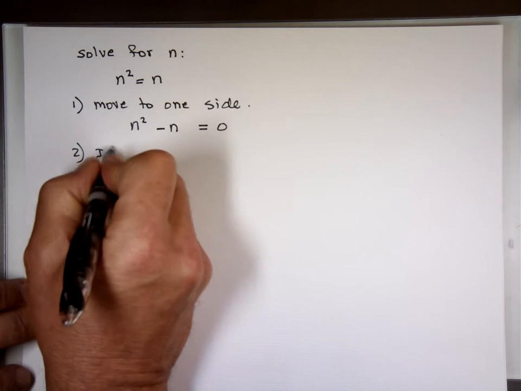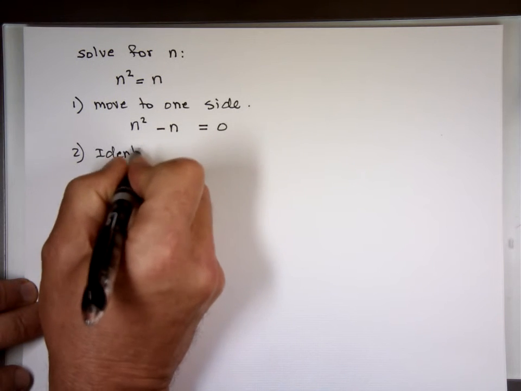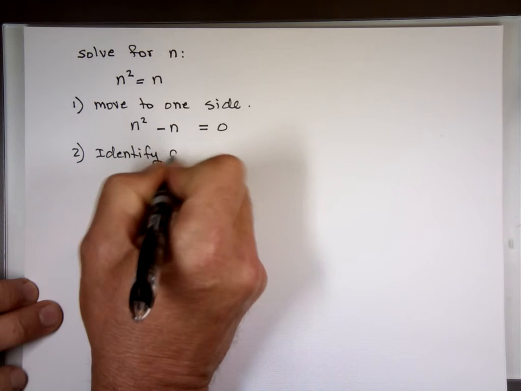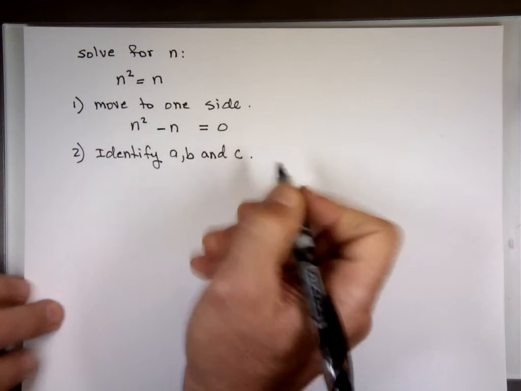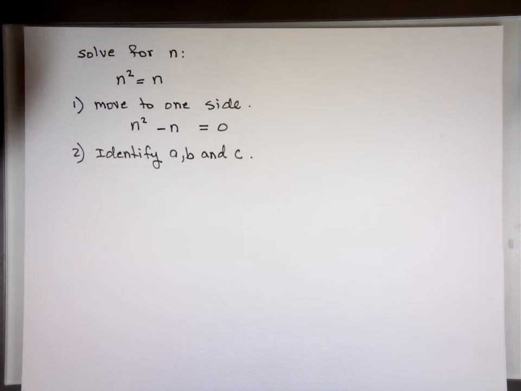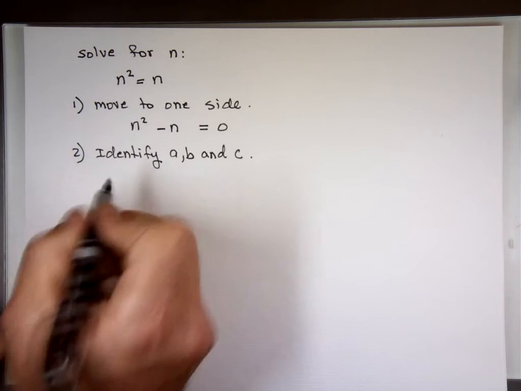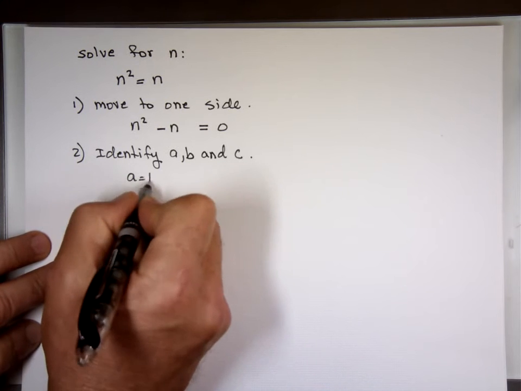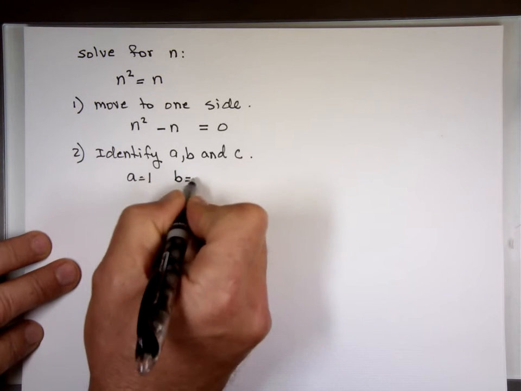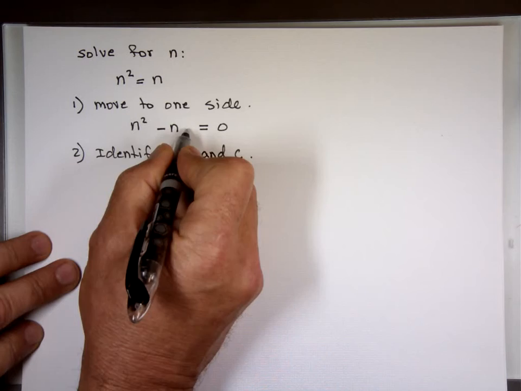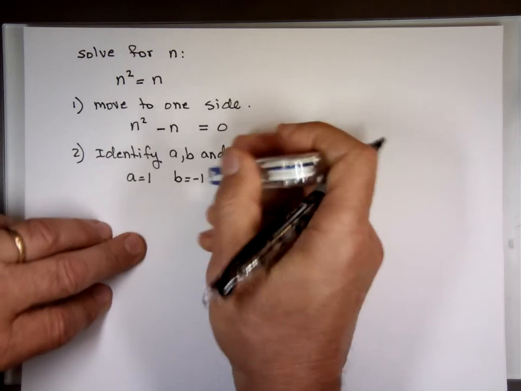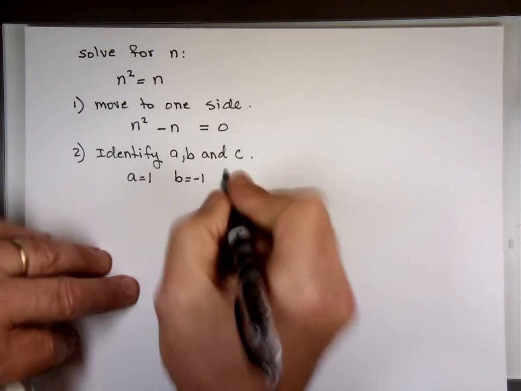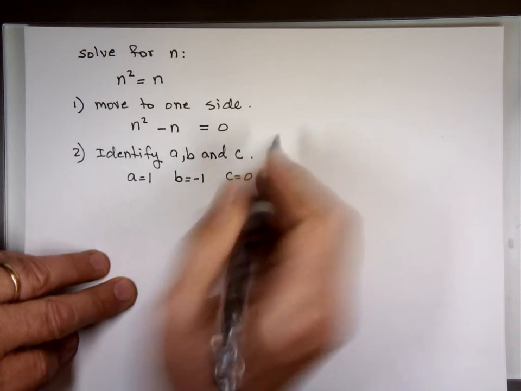Identify A, B, and C. A is 1, B is negative 1, and C is the constant. Since I have none here, I have no constant there, that means C is 0. I don't have anything without n in it.